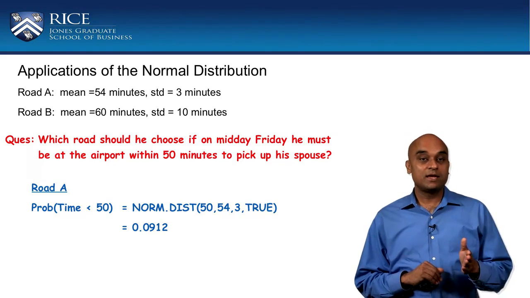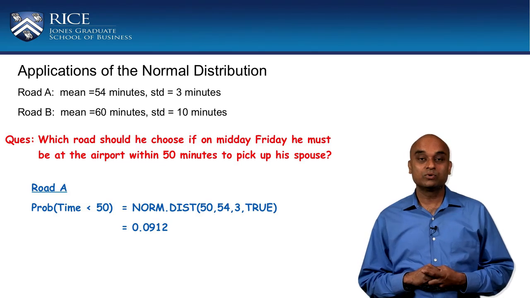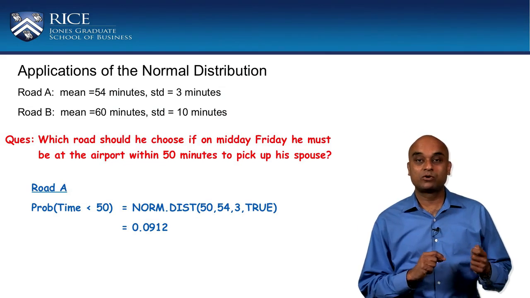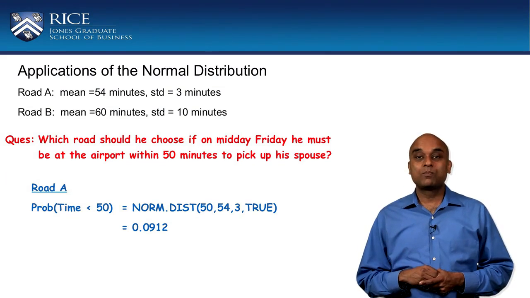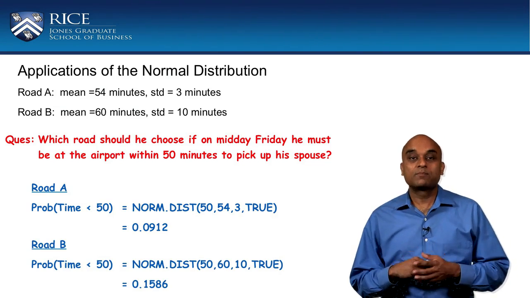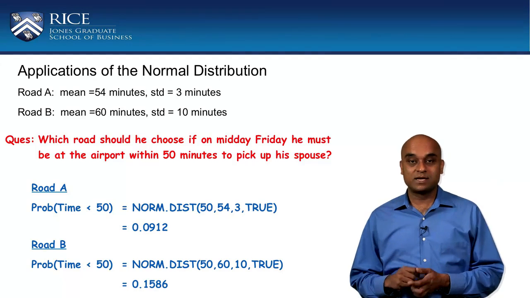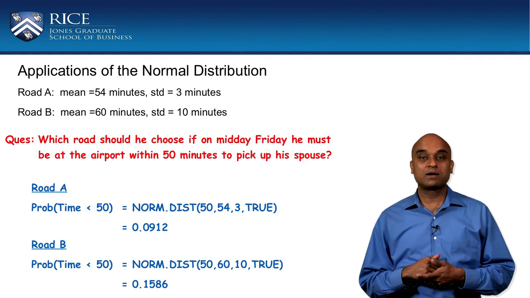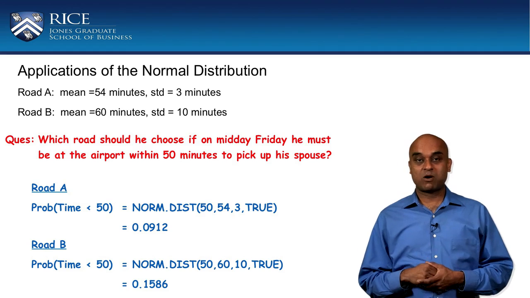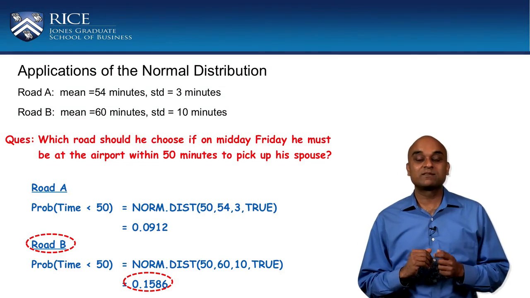If he takes road A, the probability of reaching the airport in 50 minutes is equal to norm.dist 50, 54, 3, true, the answer being 0.0912. If he takes road B, the probability of reaching the airport in 50 minutes is equal to norm.dist 50, 60, 10, true, the answer being 0.1586. So there is a greater probability of making it in 50 minutes if he takes road B.